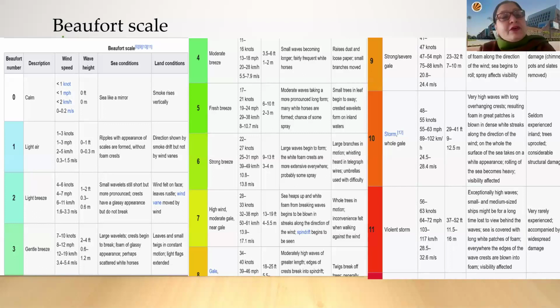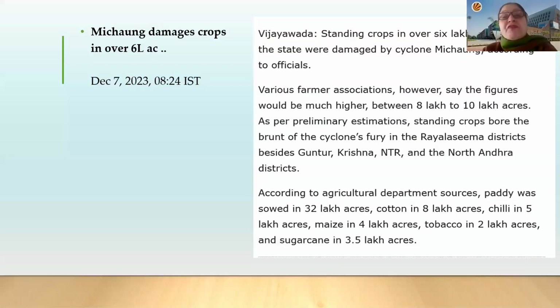There was one cyclone, Michaung, which affected some districts of Andhra Pradesh, and there was loss to the crops, up to 6 lakh hectares of area damaged due to cyclone Michaung. And this is the news given by Times of India.